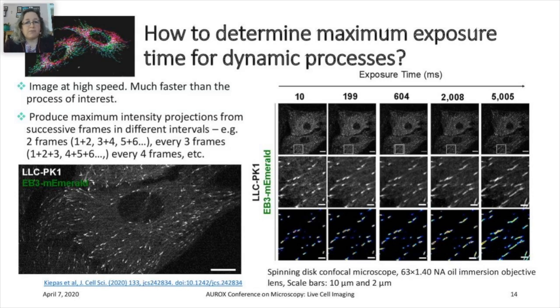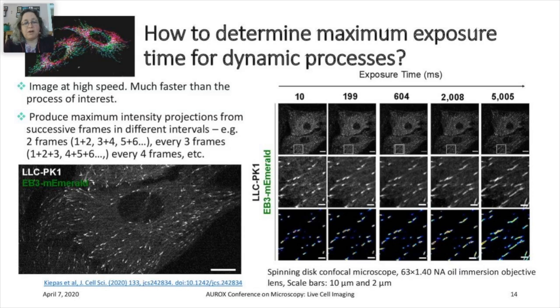But what if your processes are faster and you don't want to have artifacts in your image? We came up with a protocol, and it's explained in quite a bit of detail in the publication, of how to determine the maximum exposure time for dynamic processes. And basically what we recommend is imaging at high speed, so a speed that you think is much faster than the process you're interested in, and then doing maximum intensity projections at different time intervals to create pseudo longer exposure images.